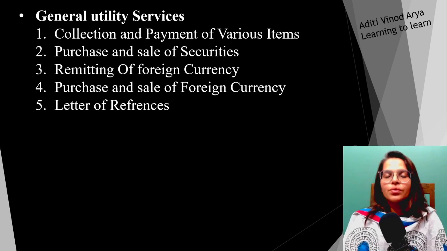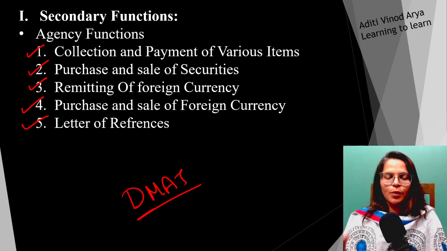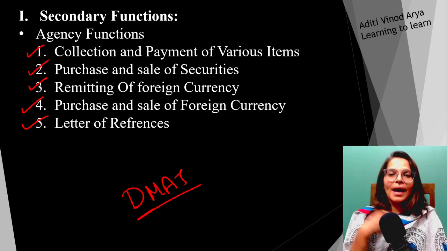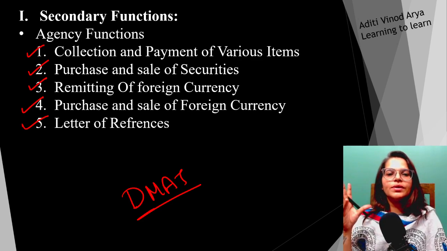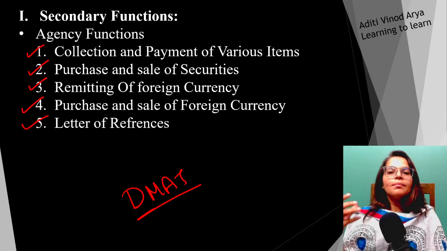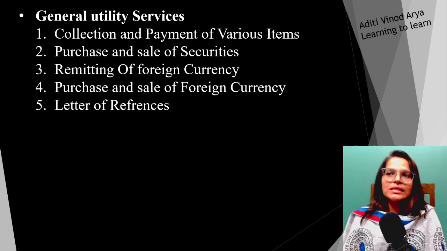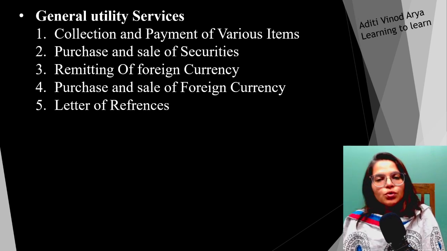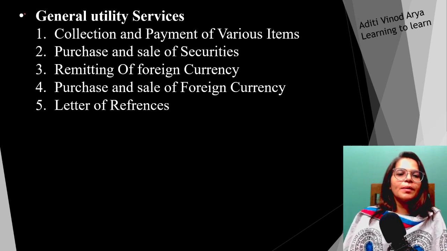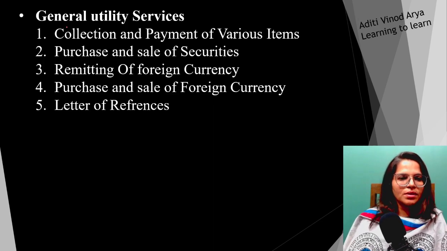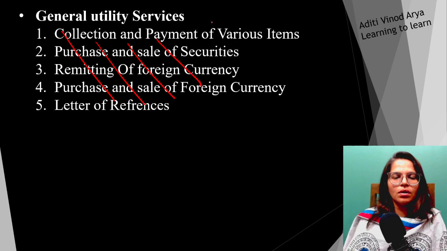We also have general utility services. In these points, the bank is acting as my agent and helping me get things done on my behalf. Whereas with general utility services, the bank provides something different from the usual banking activities. Okay, I need to correct the points: these were the exact points related to agency, so these are not general utility services.